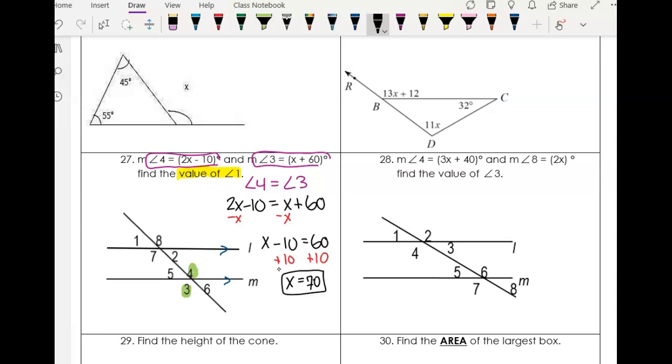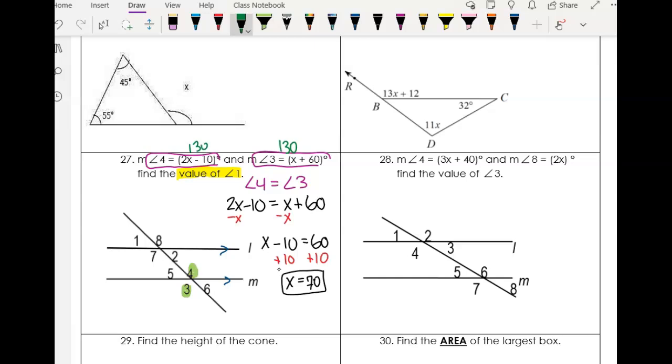All right, let's try that again. So angle 4, it doesn't matter which one I plug it into. I should get the same thing. So here, 70 plus 60, that means it's 130. Same thing here. 2 times 70, that's 140, minus 10, that's 130.